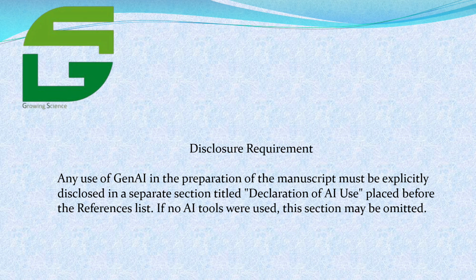Any use of Gen AI in the preparation of the manuscript must be explicitly disclosed in a separate section titled Declaration of AI Use, placed before the references list. If no AI tools were used, this section may be omitted.